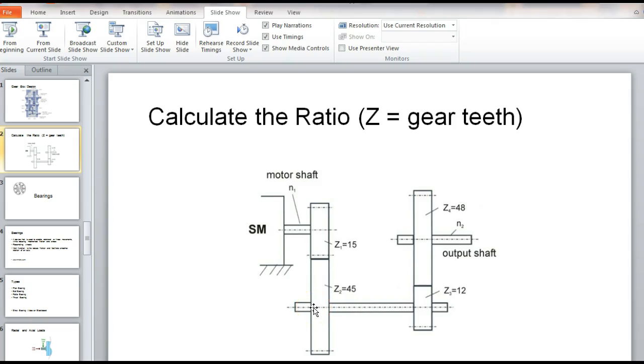Okay, guys. What will be the ratio from here to the output? Be the number of teeth. So we've got a 15 T to 45. We've got a 12 T to 48. So multiply it by 6.